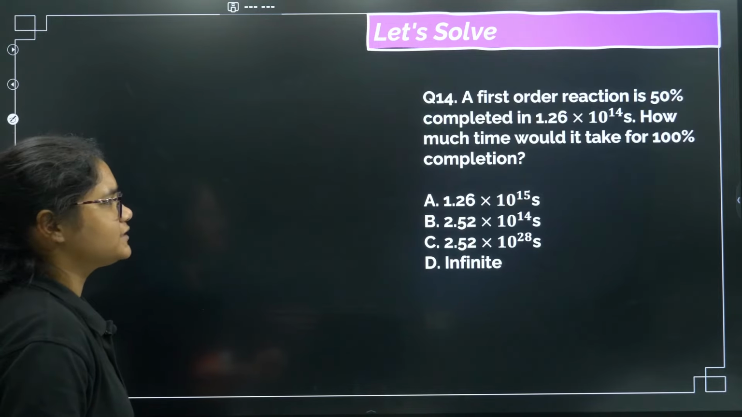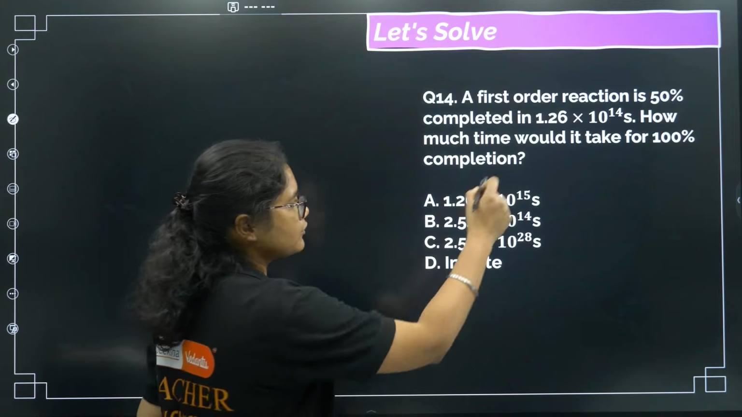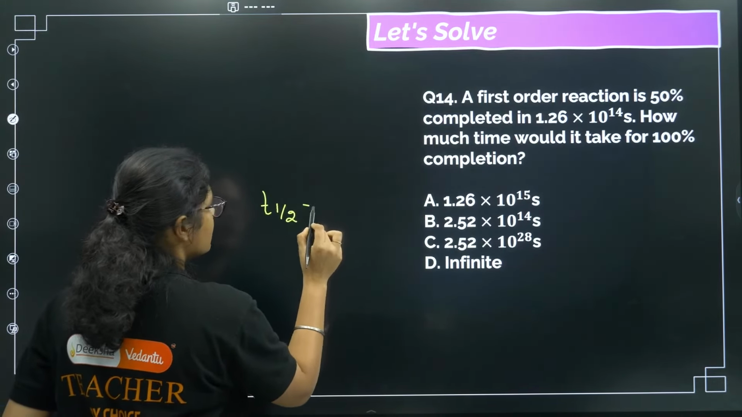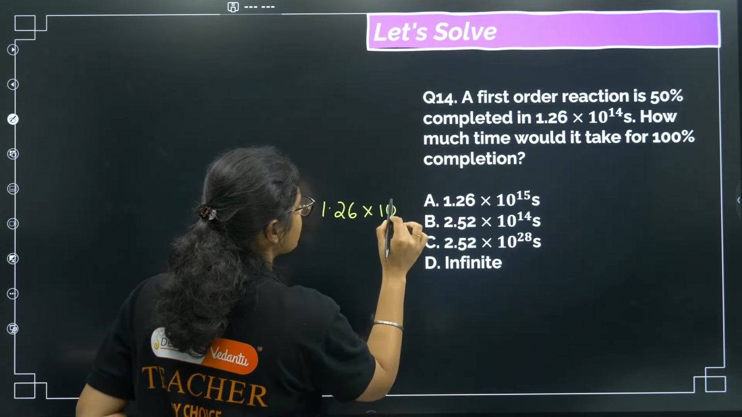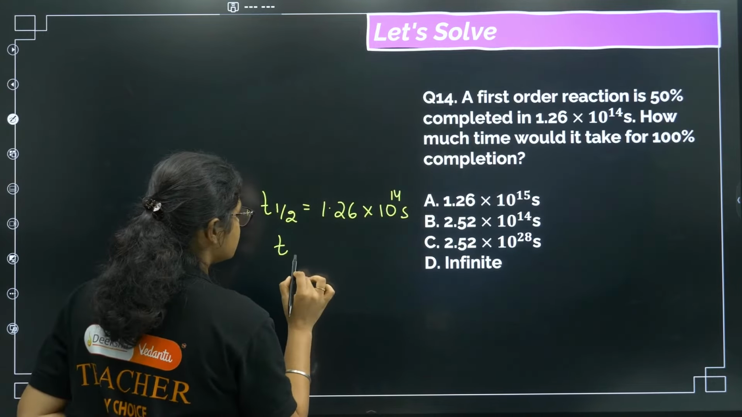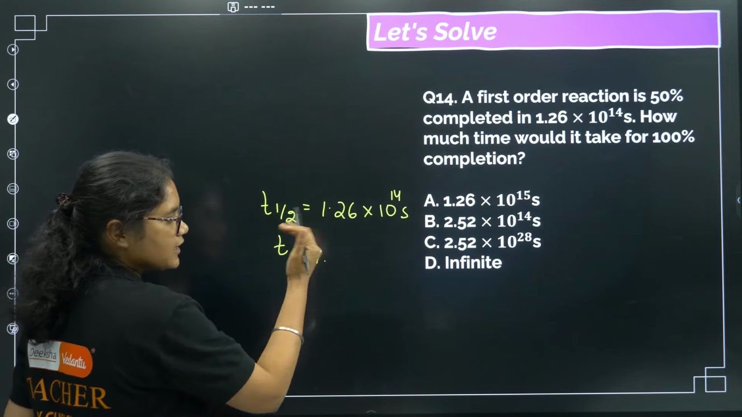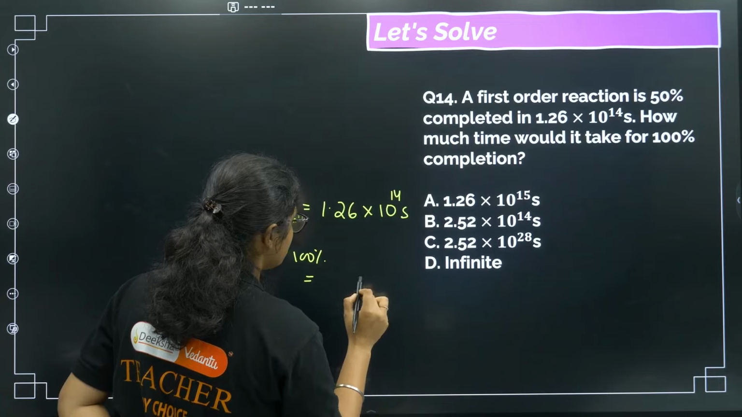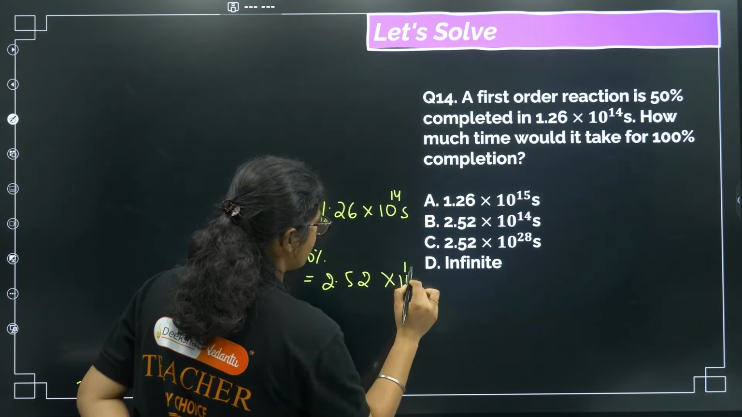A first order reaction is 50% completed in 1.26 into 10 to the power of 14 seconds. So 50% completed means t half is 1.26 into 10 to the power of 14 seconds. Now the time required for 100% completion. See, for 50% we need this much, for 100% it will be double of this one. So if you multiply it by 2, how much will we get? We'll get 2.52 into 10 to the power of 14, right?